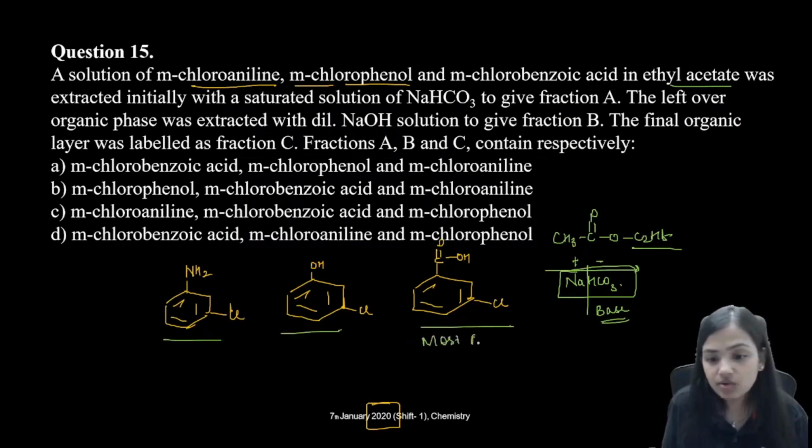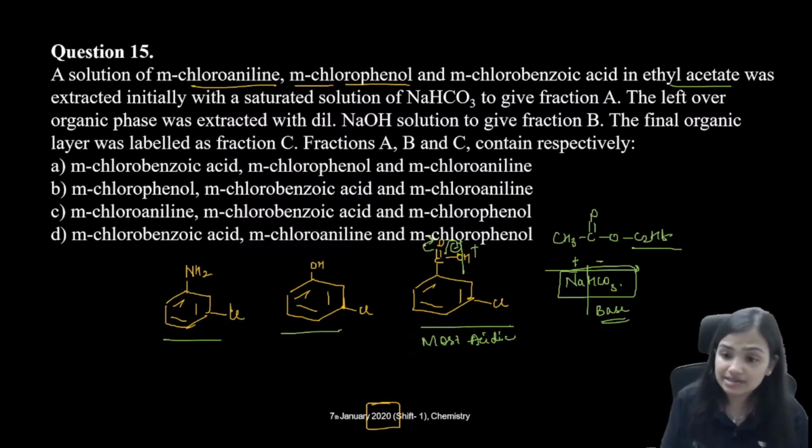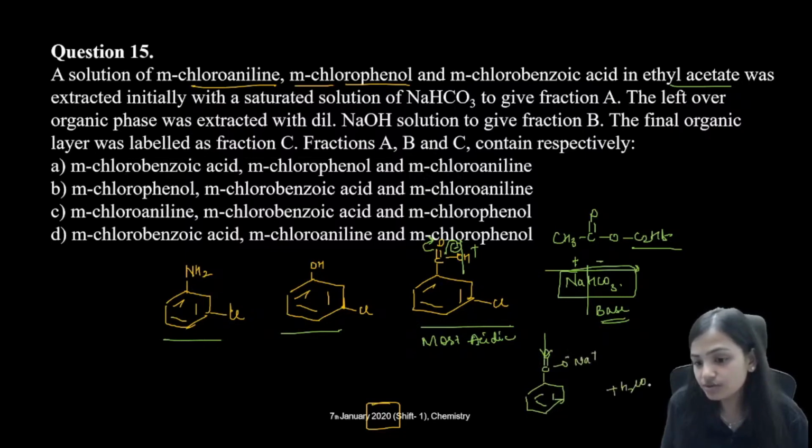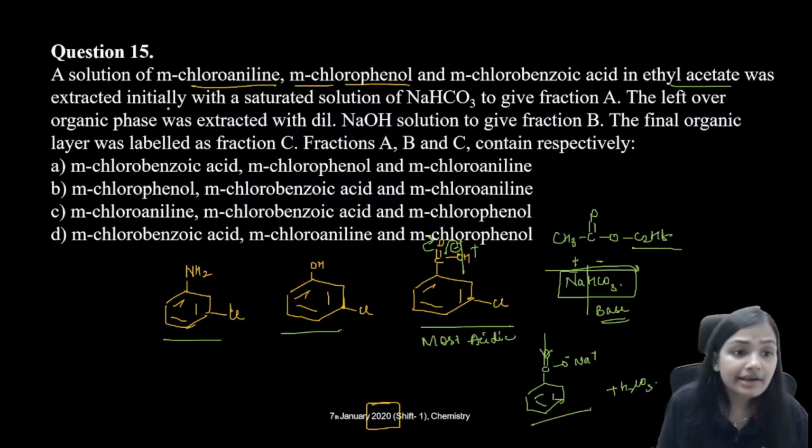This is most acidic. Because if this gives the H positive, this results in the formation of a stable conjugate base, which is resonance stabilized over the oxygen atom itself. So ultimately this will result in the formation of a salt, that is a sodium salt of benzoic acid, COO negative, Na positive, plus H2CO3. Okay, so this will be formed. So the question was saying, extracted initially with a saturated solution of sodium bicarbonate to give you a fraction A. So what will be the fraction A? Who will give you the fraction A?